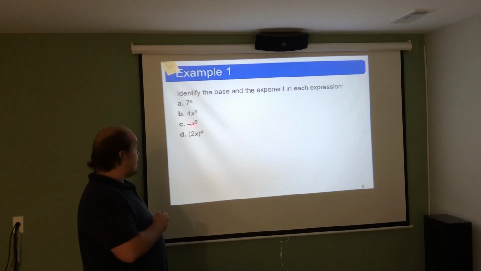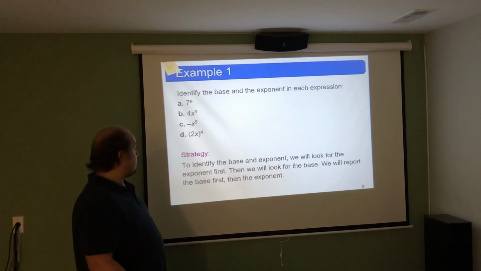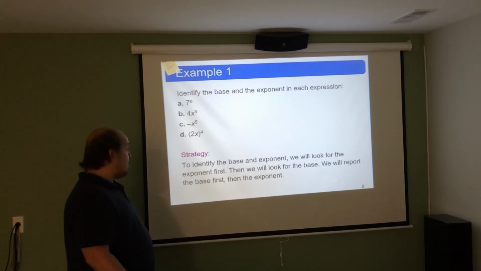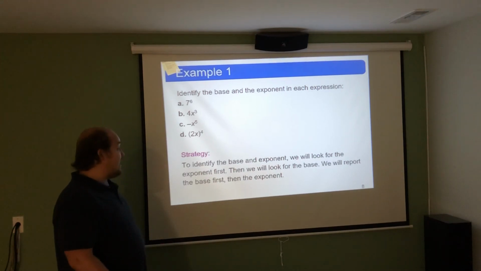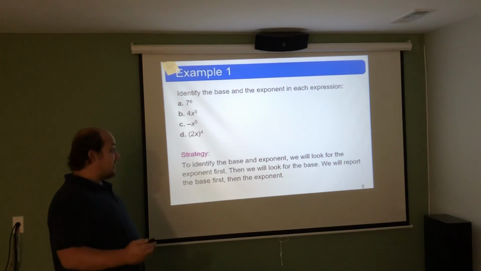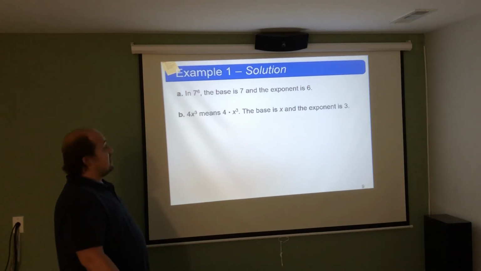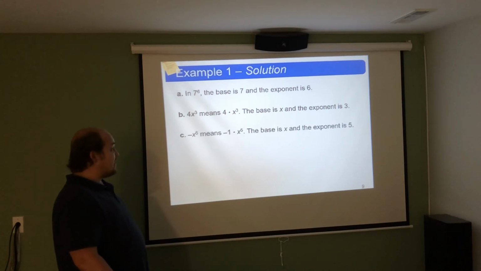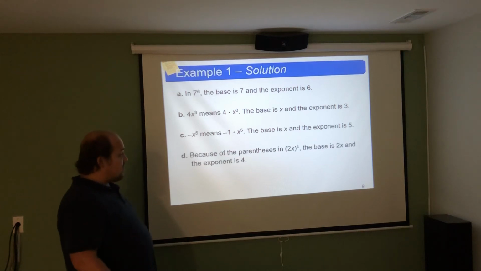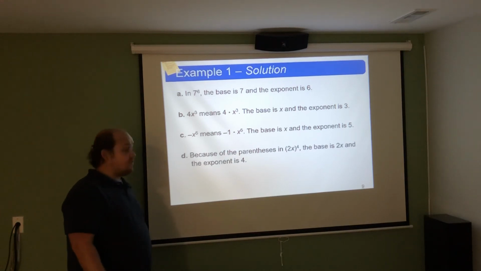Part C just has a base of x. That negative isn't in parentheses, so it's more of a coefficient of negative 1. But really the base is x, the exponent is 5. So here they're going to walk us through it. To identify the base and exponent, we'll look for the exponent first. Then we'll say, what does this exponent apply to? So here the base is 7, the exponent is 6. Here the base is x, the exponent is 3. For C, the base is x, the exponent is 5. And for D, the base is 2x and the exponent is 4.